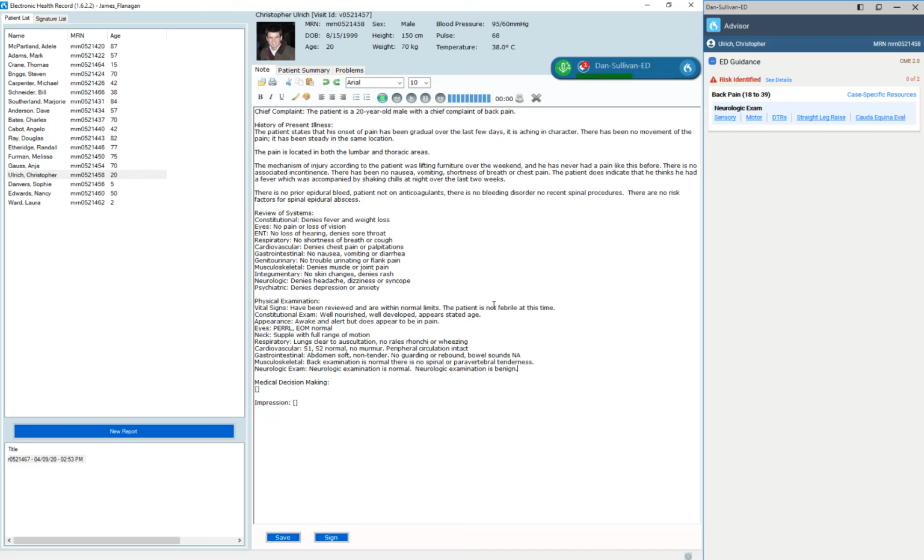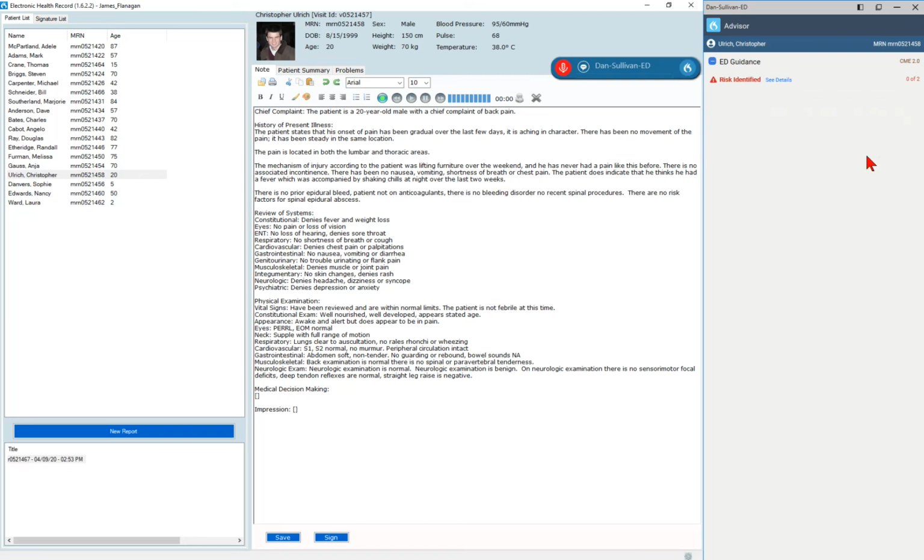There's no sensory motor focal deficits. Deep tendon reflexes are normal. Straight leg raise is negative. And that will retire neurologic examination.